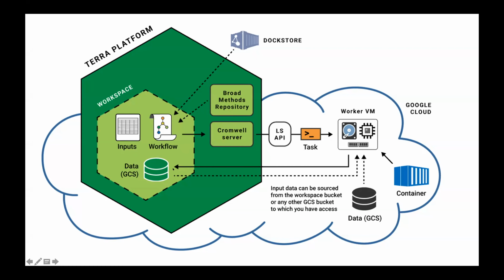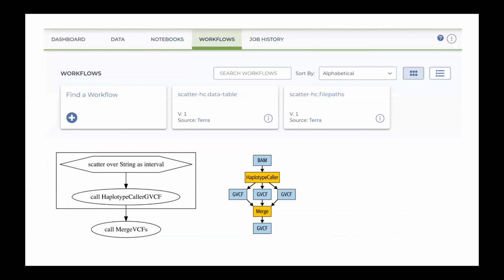The data that you can compute on this way can either live in your workspace bucket. Each Terra workspace has a storage bucket that is dedicated to that workspace, but you can also compute on data that sits elsewhere in GCS. So those are the main components that are involved in running workflows on Terra.